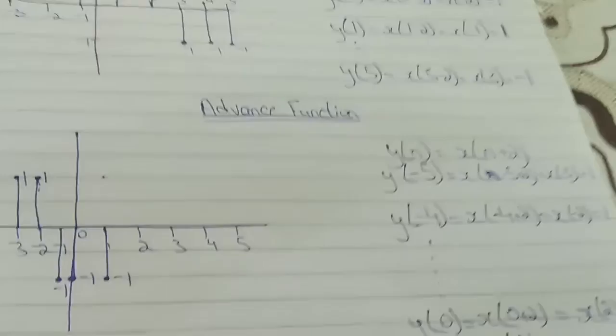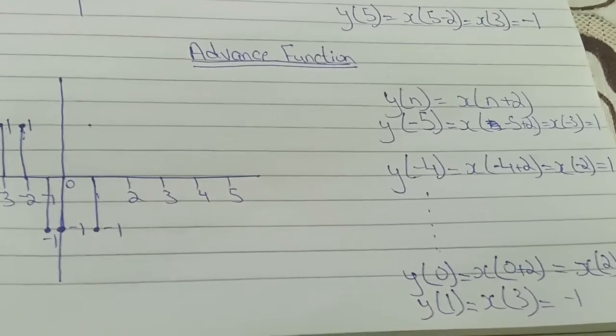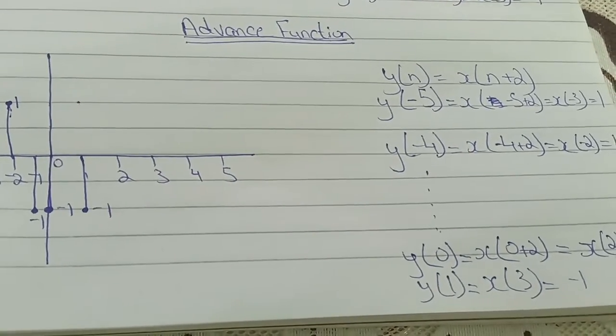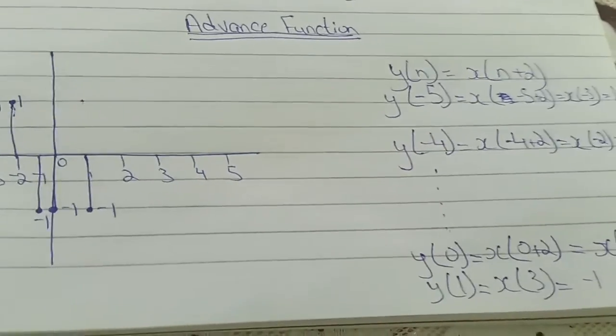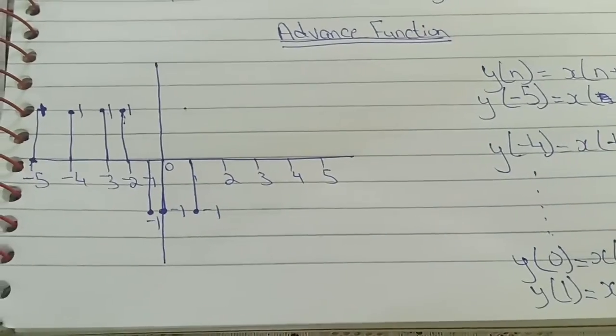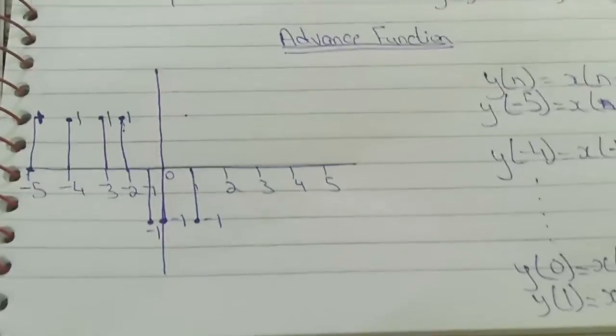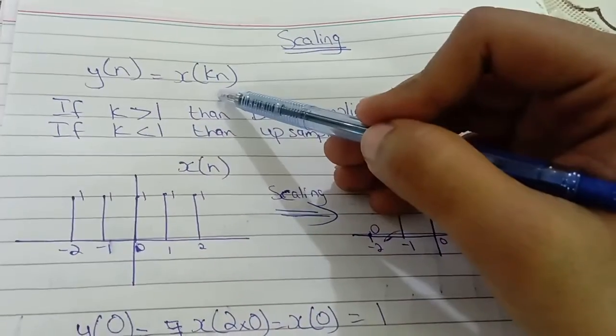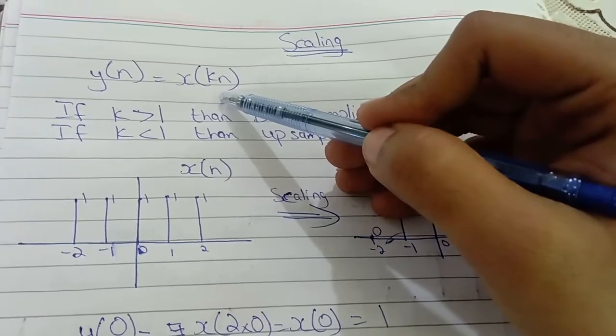Now calculating values for all the points, we find that our graph gives the last value at y of 1, which will be minus 1. Using these value calculations, we will plot this graph and we will get this result. Let's talk about scaling. The generalized equation for scaling is y of n equals x of kn.